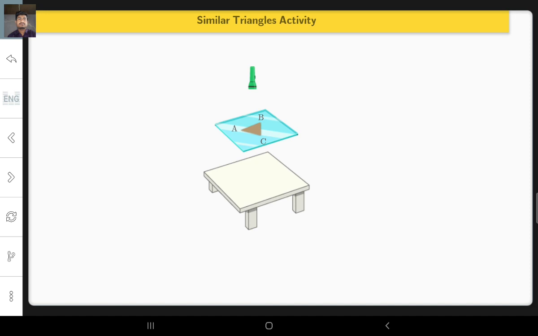Now, we will be able to see the shadow of the triangle ABC as triangle A'B'C' on the table. Notice that the triangle A'B'C' is a larger image of the triangle ABC. So, triangle ABC is similar to triangle A'B'C'. Here, the vertex A' corresponds to vertex A, vertex B' corresponds to vertex B, and vertex C' corresponds to vertex C.